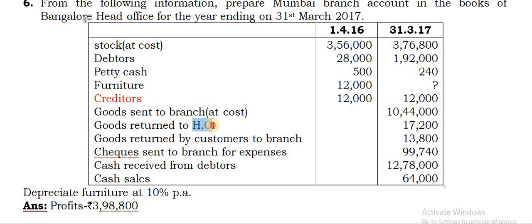So you can take along with this, because it is returned by customers to the branch. Now this is the transaction between the customers and the branch, a third party. This will not appear in the books of the branch. Branch account alli idana entry madkobodu, because it is a transaction between the customer, that is a third party, and the branch.